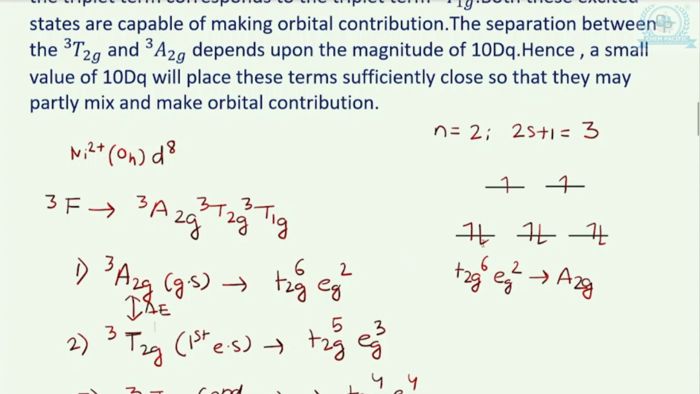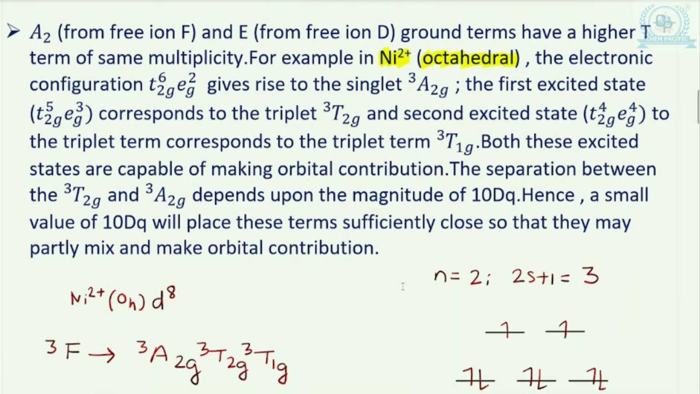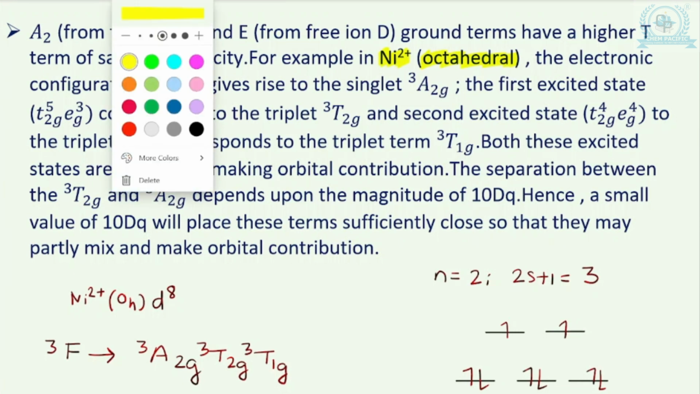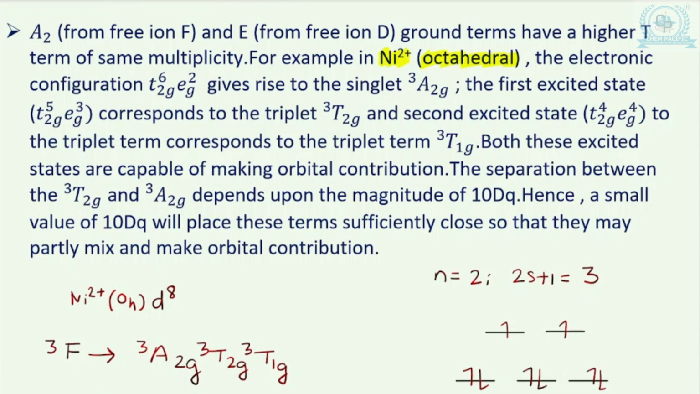I have given this in a beautiful way in note form. Now let us get back to the note and see what I have given for you. See, what I said here, this F term will get split into three states: the ground state A2g and the first excited state. This one is your first excited state T2g and this is the second excited triplet state, and the electronic configurations are this; one electron excited, this, and the last one electron, this.